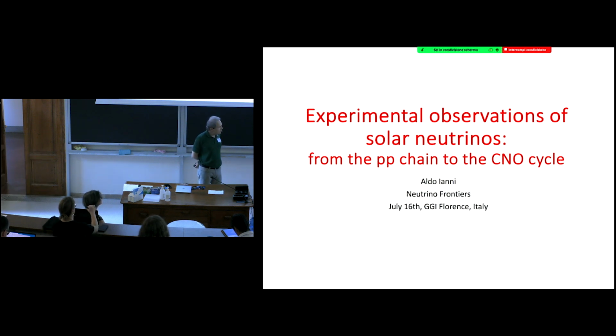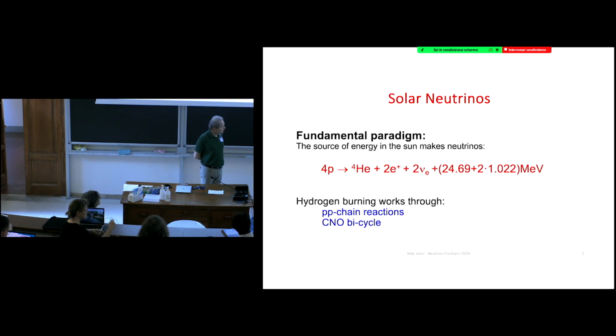So I'm going to tell you about experimental observations of solar neutrinos from the PP chain to the CNO cycle. As you know, the fundamental paradigm here is that the sun is producing a huge amount of electron neutrinos through this process of turning hydrogen into helium. This takes place by means of two sets of reactions known as the PP chain and the CNO bicycle.